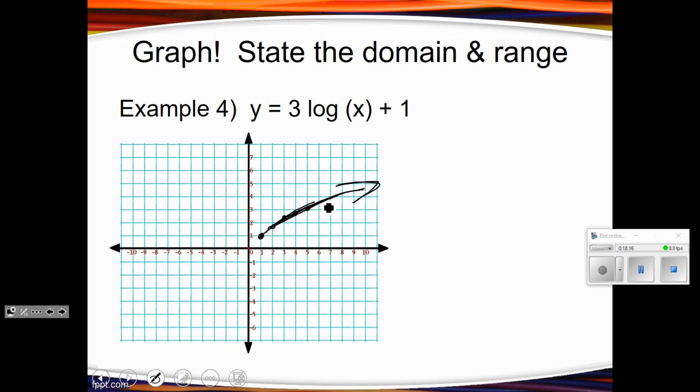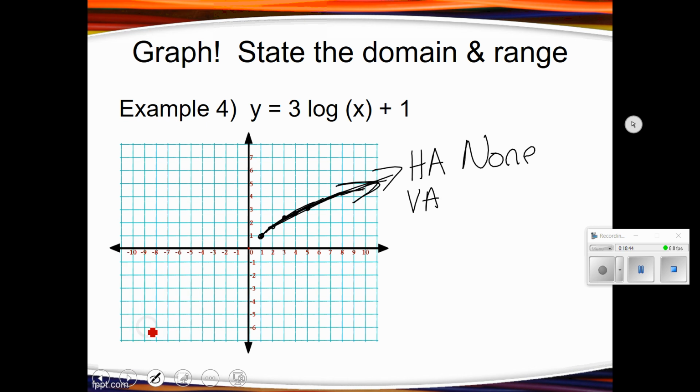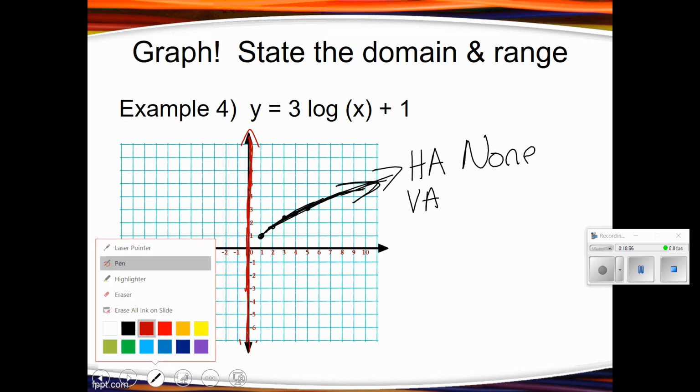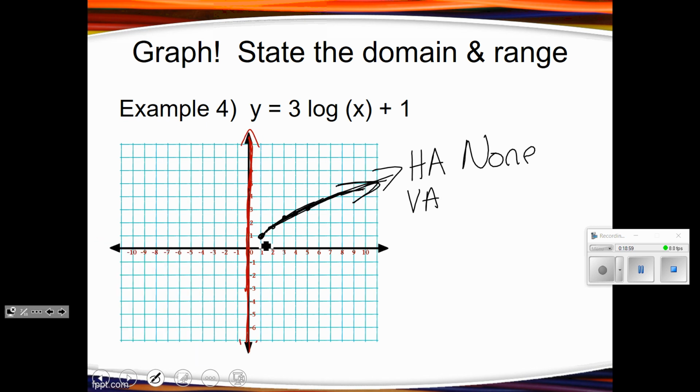So here's what I want you to understand. What did I tell you as far as asymptotes? Exponentials have horizontals. Logarithmics will have verticals. So we know there are no horizontals. This line right here is not approaching anything; it's just going up and up. But vertically, if you look at your very first error, I have an error at 0. That is your vertical asymptote right there. By definition of a vertical asymptote, you're going to have to draw this line. The function is approaching it.